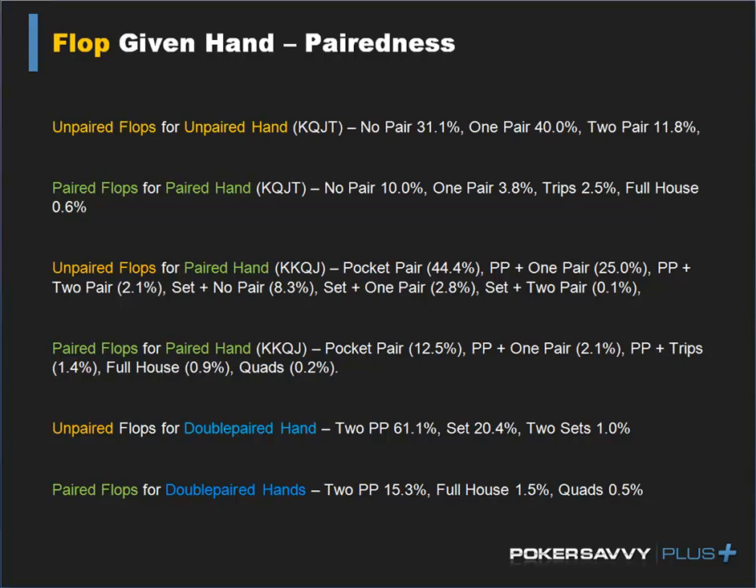So you can already put together a picture for a hand like king, queen, jack, 10 of how often you hit that flop hard. You want to say, okay, two pair. The majority of your two pair hands with king, queen, jack, 10 are going to be top two.